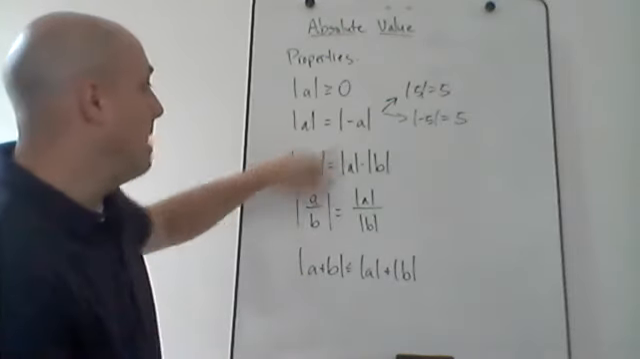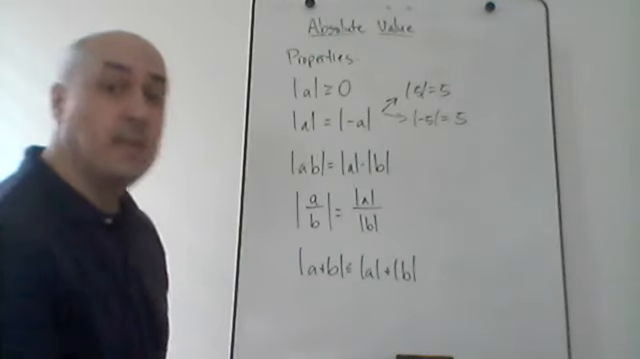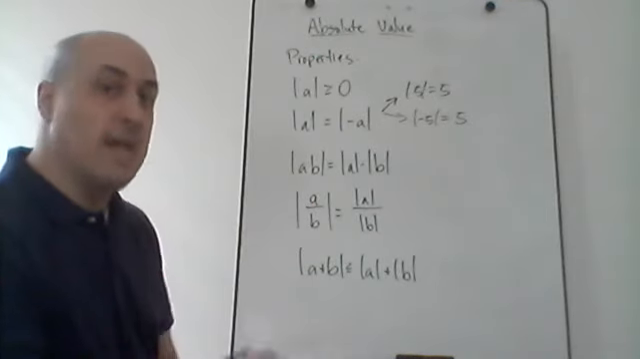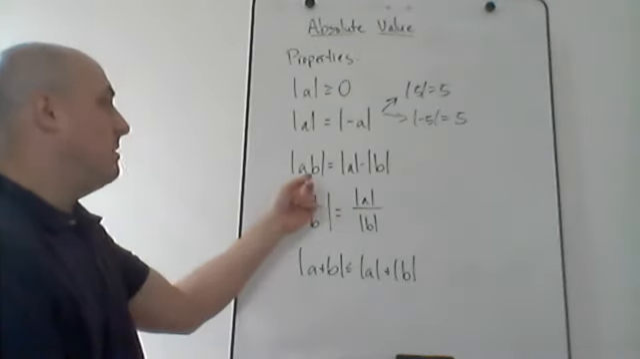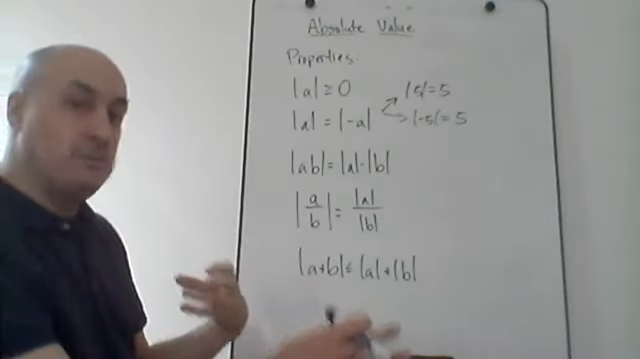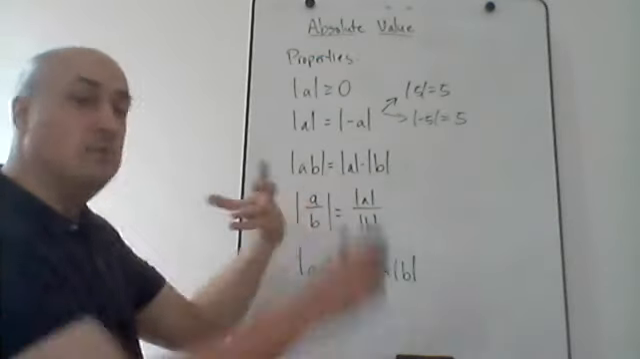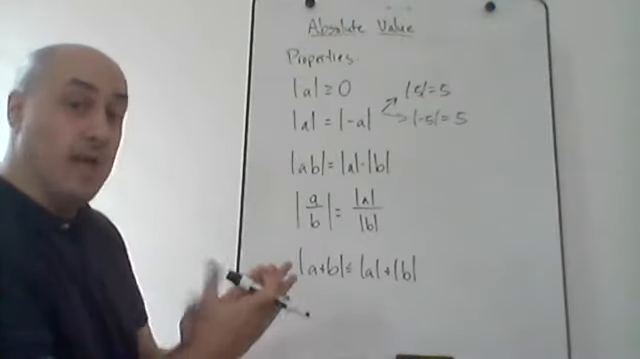All right, so that's what that property is saying. The next one, the absolute value of a times b equals the absolute value of a times the absolute value of b. What this is saying is that if I have two numbers multiplied inside the absolute value, I can split those apart into different absolute values, or if I have the absolute value of two quantities multiplied together, I can combine those into a single absolute value.